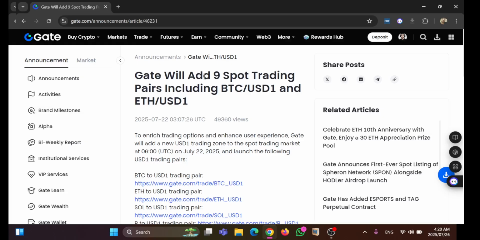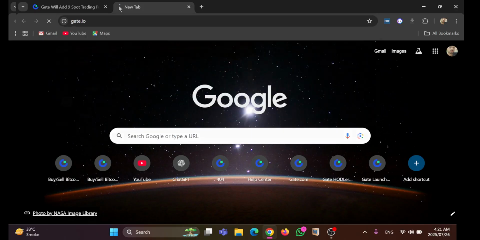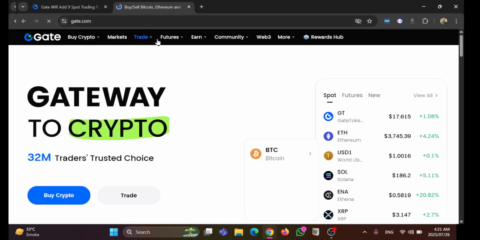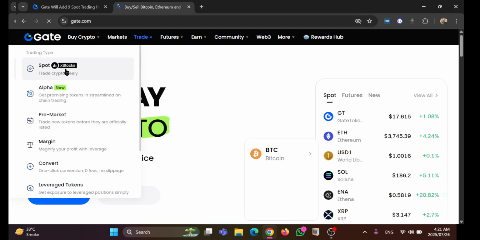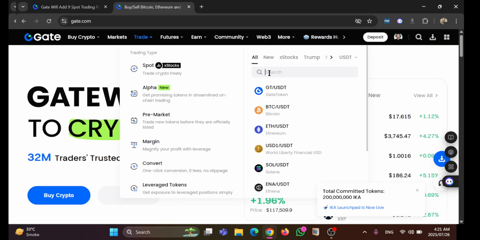Gate will add 9 spot trading pairs including Bitcoin to USD1 and Ethereum to USD1. First of all, we should open another tab and search for Gate.io, and here go to trade and go to spot, and in spot trading let's search the USD1.